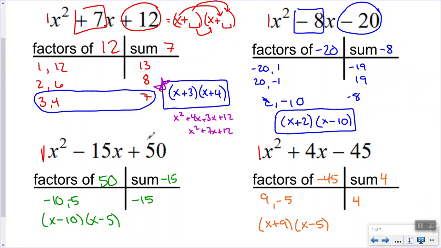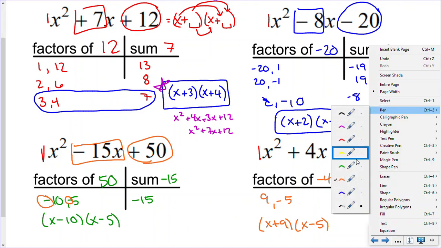For our first one in the bottom, we know that we want factors of positive 50, and those factors have to add up to negative 15. So at first I might be thinking, I'm positive 50, but they add up to a negative. That doesn't really work. But we do know that if we multiply two negative numbers, we get a positive product. So if both of our factors are negative, that will give us that positive 50 that we're looking for, while also summing to a negative 15. Those factors end up being negative 10 and negative 5. So in factored form, we have x minus 10 and x minus 5.